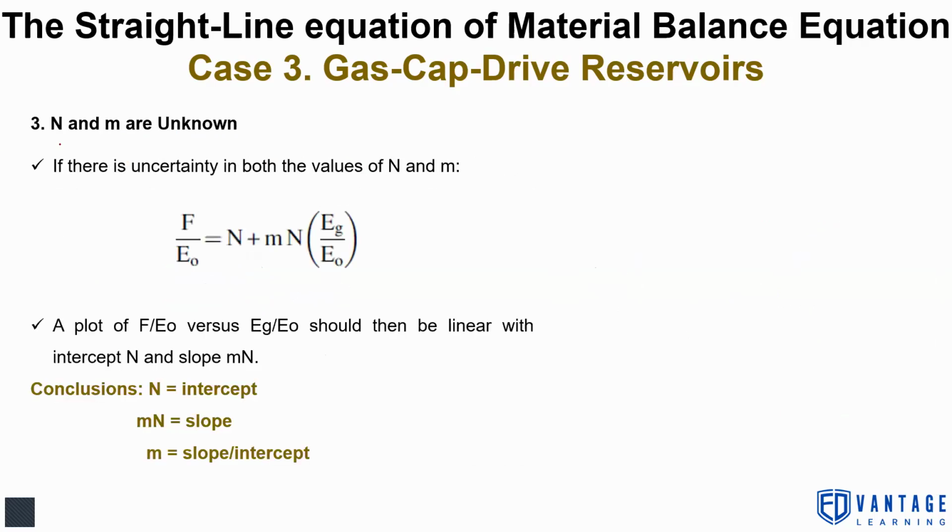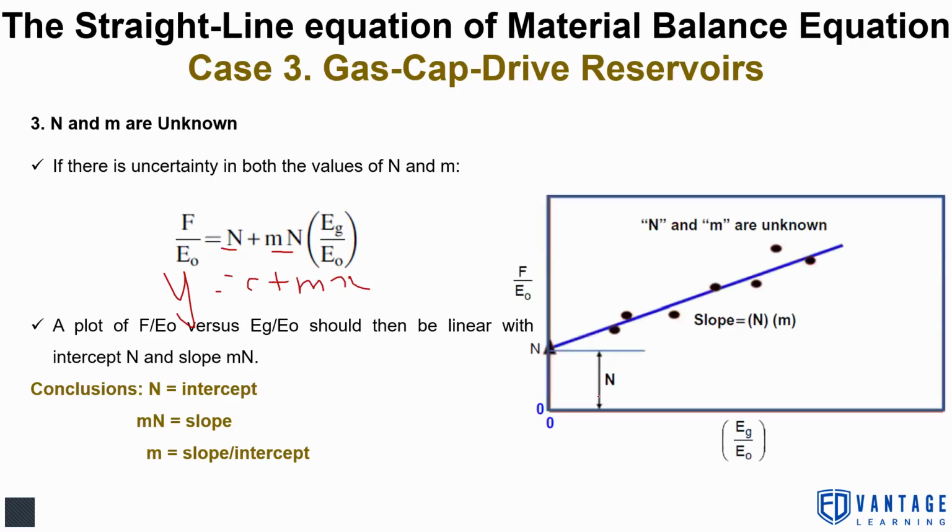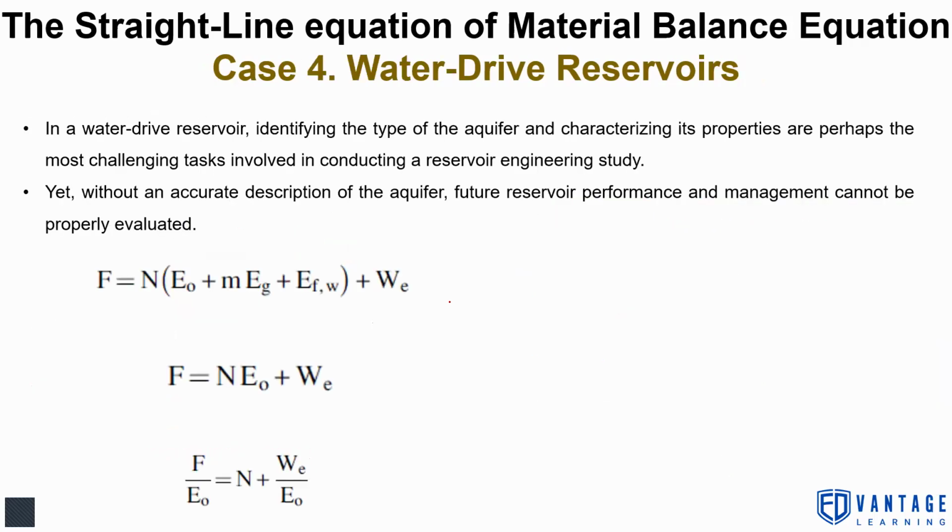And next, if I don't know both of them, I can rearrange the equation as F by EO is equal to N plus Mn into EG by EO. A plot of F by EO versus EG by EO, Y is equal to C plus Mx. So F by EO versus EG by EO will give me an intercept N and a slope Mn. From this intercept N, I can calculate M, small m. This is a very good approach of estimating N and M together.